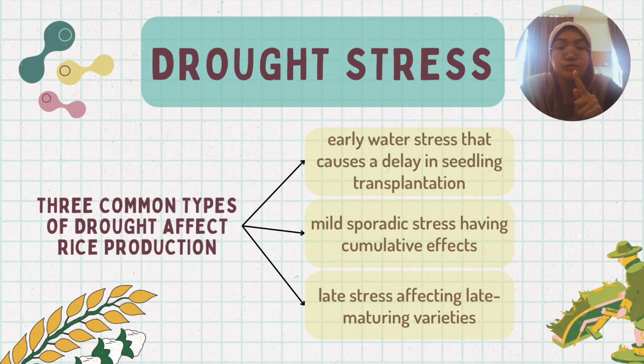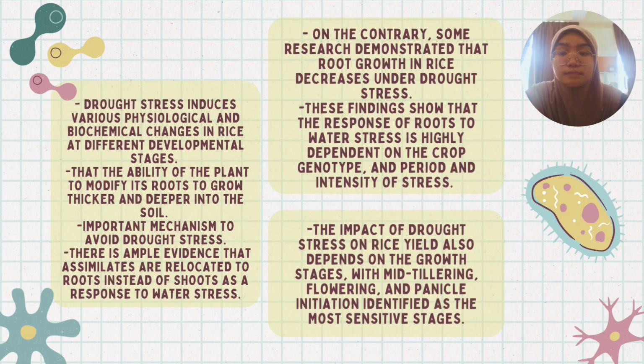First, drought stress. We have 3 common types of drought effect on rice production, which are early water stress that causes a delay in seedling transplantation, mild sporadic stress having cumulative effects, and less stress affecting late maturing varieties. Drought stress induces various physiological and biochemical changes in rice at different developmental stages.